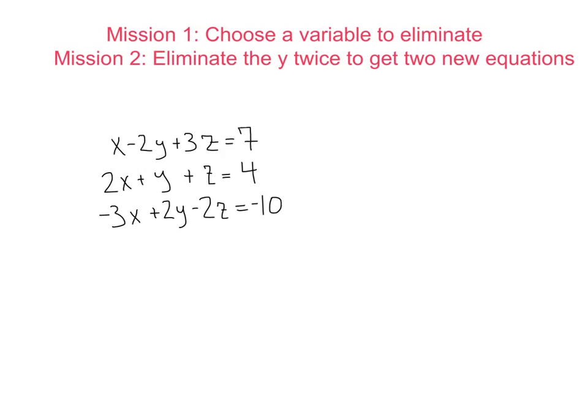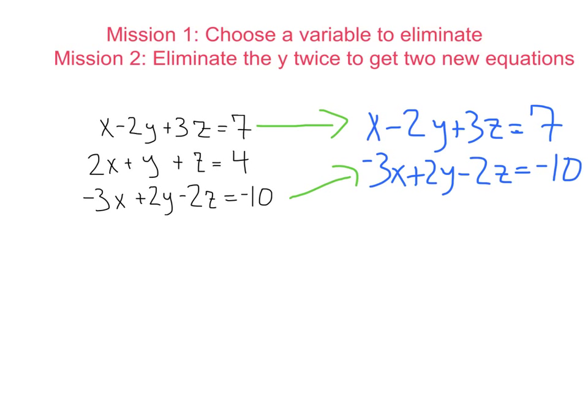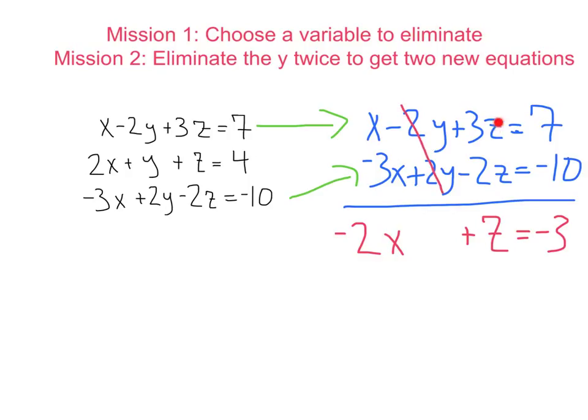So here's what we're going to do. I'm going to go ahead and match up the first equation and the third equation because I see if I add these together, this y is going to eliminate. Just like this. x minus 3x is negative 2x. Negative 2y plus 2y, those are eliminated. 3z minus 2z gives me a positive z, and 7 minus 10 gives me a negative 3. I want to take this equation here and stash it for later.